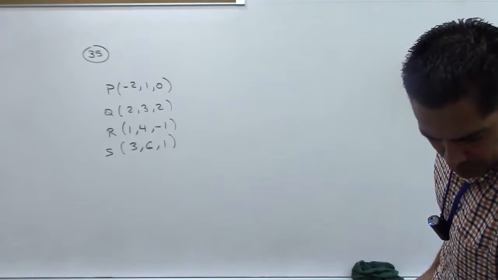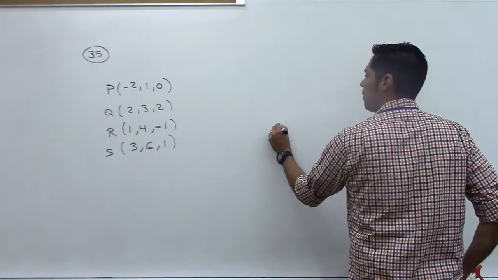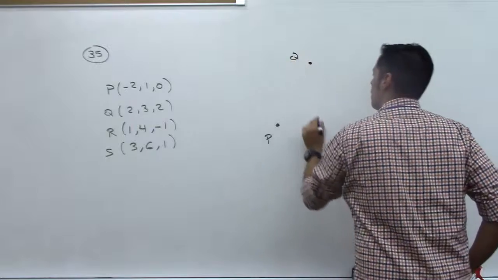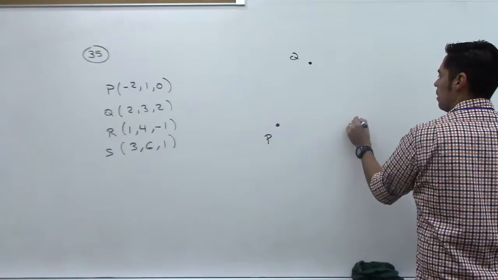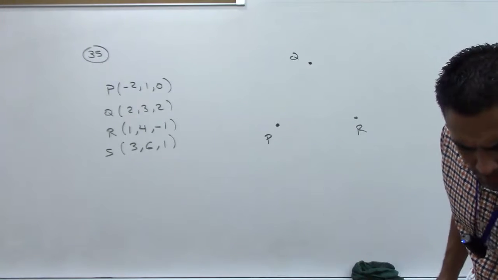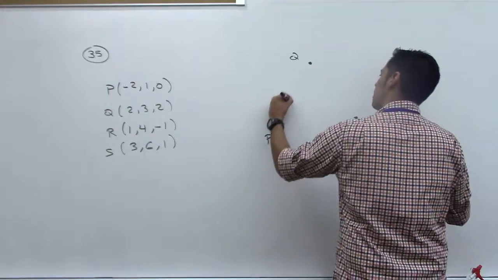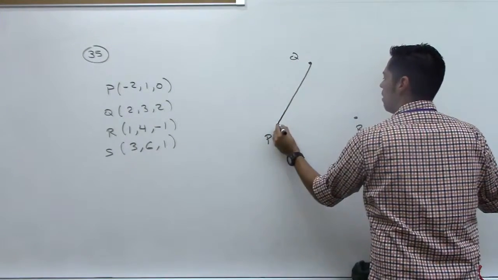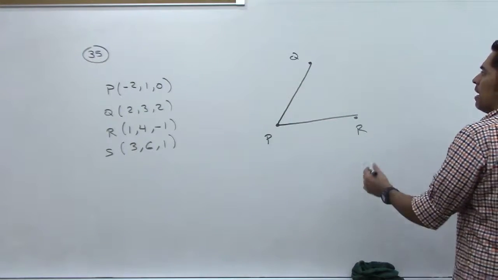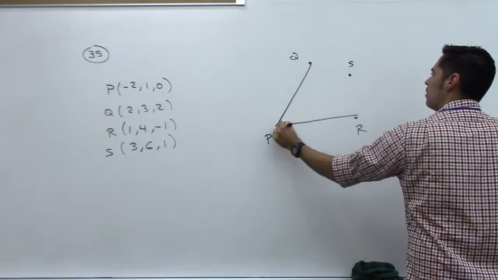All right, so let me see. PQ, PR, PS. So we have, let's say, P. Okay. We have Q. We have R. Let's start with that. So they say that the edges are PQ, PR, PS. So PQ is from here to here. PR is here to here. And then this other point we have, S. I don't know where I want to put it. Let's put it here. S goes from here to here.